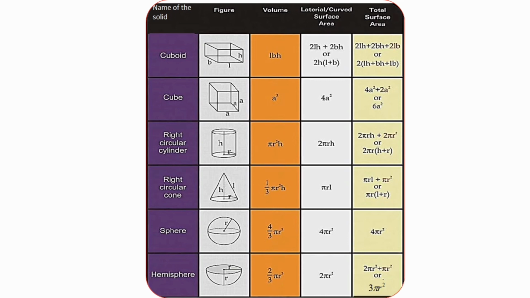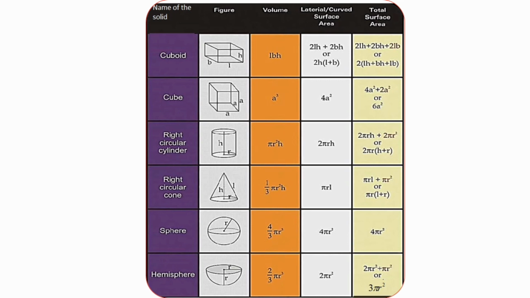Next shape is sphere, where the radius is represented by the letter R. Then the volume is given by the formula 4 by 3 into pi r cube. Curved surface area is 4 pi r square and the total surface area also has the same formula, 4 pi r square.